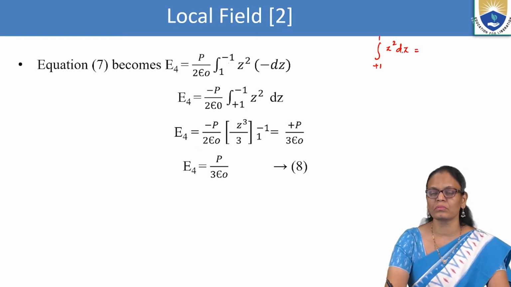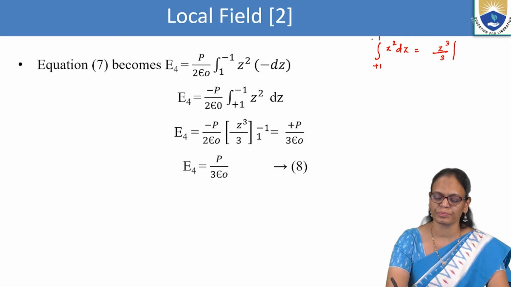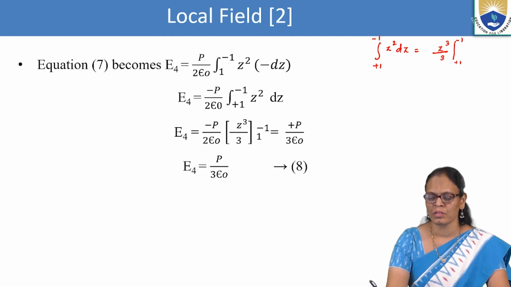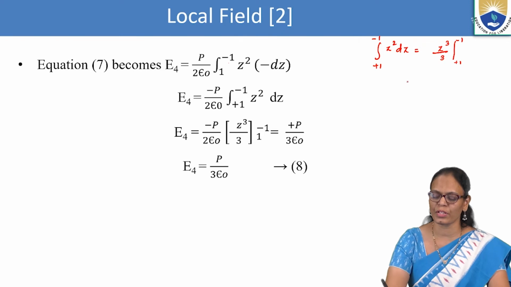So we know the integral of z square. It will be z cube by 3, that is, z power n plus 1 by n plus 1. What are the limits? From the lower limit plus 1 and upper limit minus 1. So we will find this value and substitute it here.